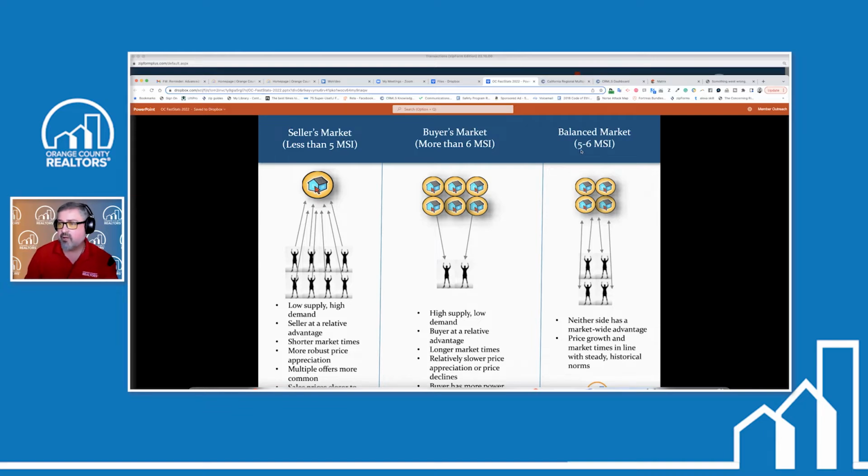Now, funny enough, we're going to be able to look at individual cities, MLS areas that we're marketing in to see if those areas may be a seller's market, buyer's market, or a balanced market. Because that's the beautiful thing about the areas that we market. One city could be a seller's market right now, and another city could be a buyer's market, and another city could be actually balanced. It's just where we're marketing and how we market that information to our clients or potential clients.